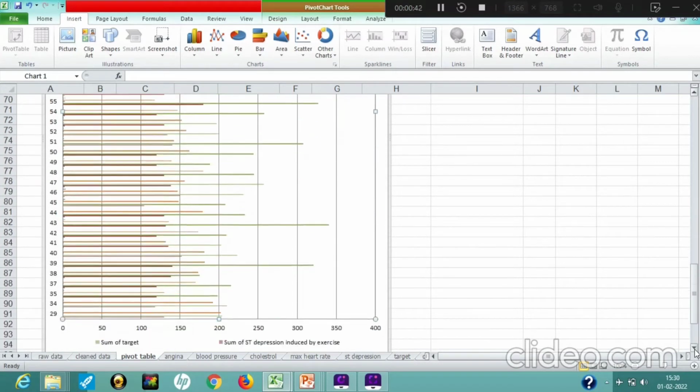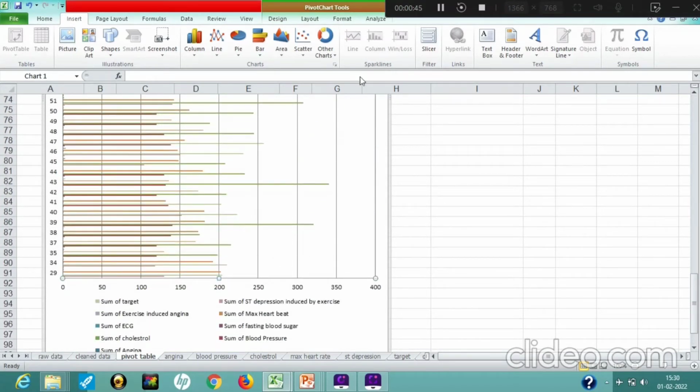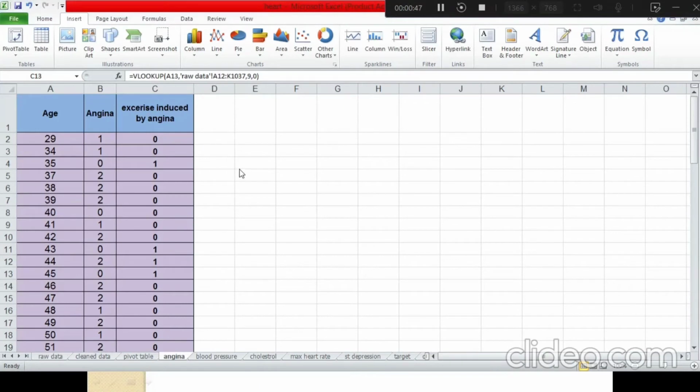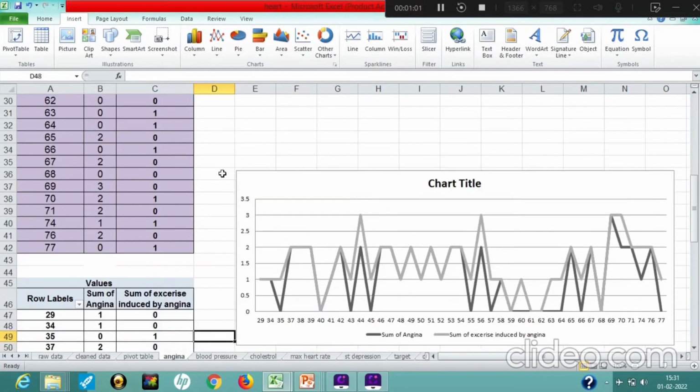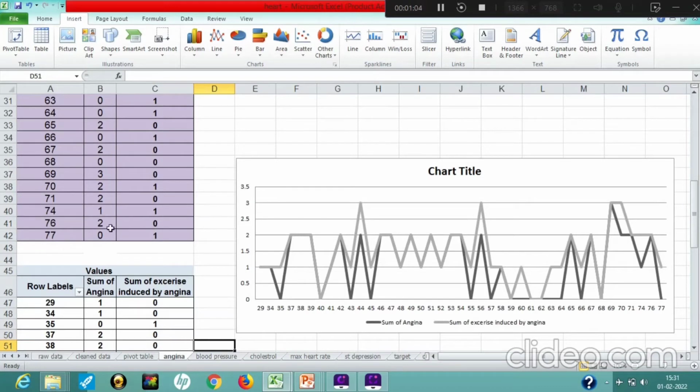my pivot chart. This is my pivot chart. Now I'm going to analyze only the data for angina, and this is my table for angina, and I'm going to select it and create my pivot table. This is my pivot table for angina and my pivot chart. At the age of 45, the angina level and the angina induced by exercise are higher. With the help of this pivot chart, we can easily analyze our data.